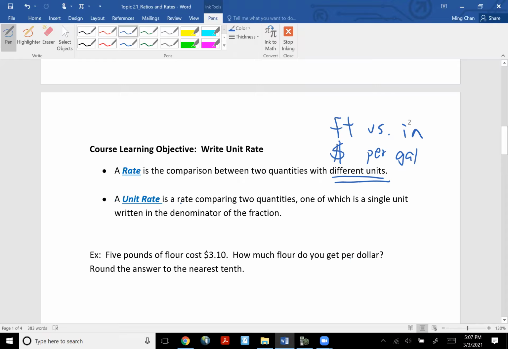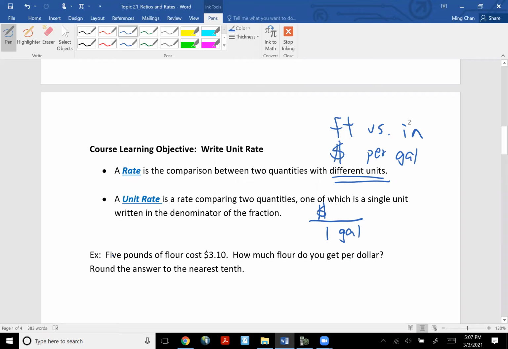Here, what's called a unit rate is a rate comparing two things, one of which is a single unit written in the denominator of a fraction. So when I say so much money per gallon, I can write it as for 1 gallon. Per gallon means for 1 gallon. Therefore, this single unit, one, is going to be in the denominator. Okay, so that's what the definition means.